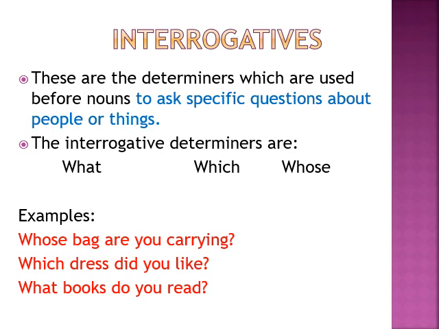Now you can take a note that the interrogatives are followed by nouns. First we have interrogatives, whose, which and what. Then we have nouns, bag, dress and books. So all the determiners come before nouns.